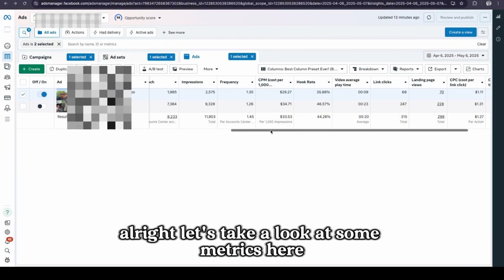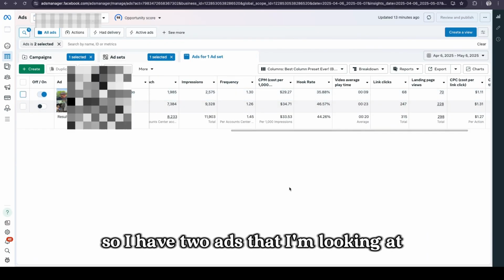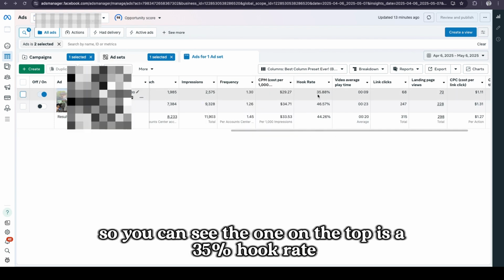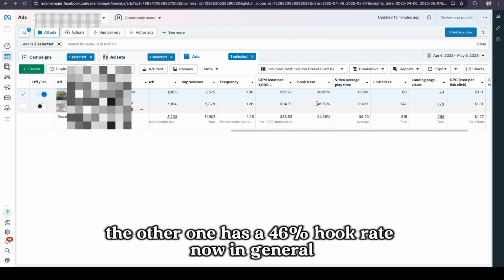All right, let's take a look at some metrics here. So I have 2 ads that I'm looking at, starting with hook rate. You can see the one on the top is a 35% hook rate. The other one has a 46% hook rate.